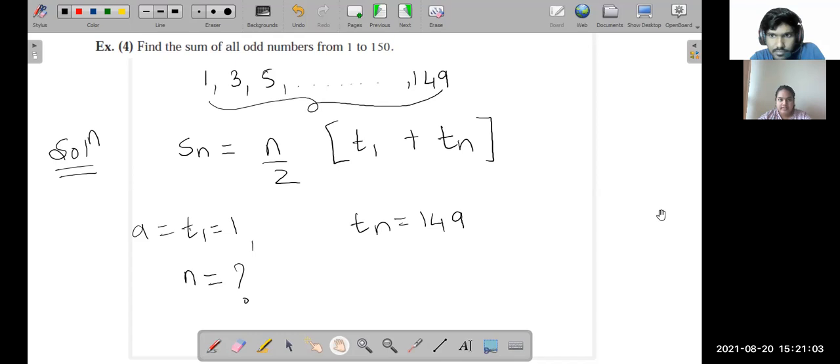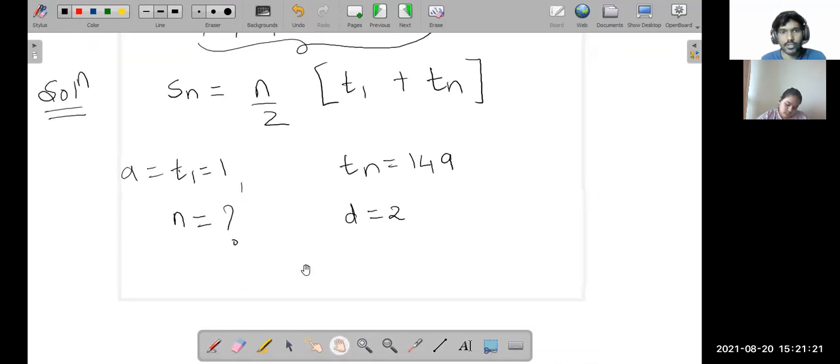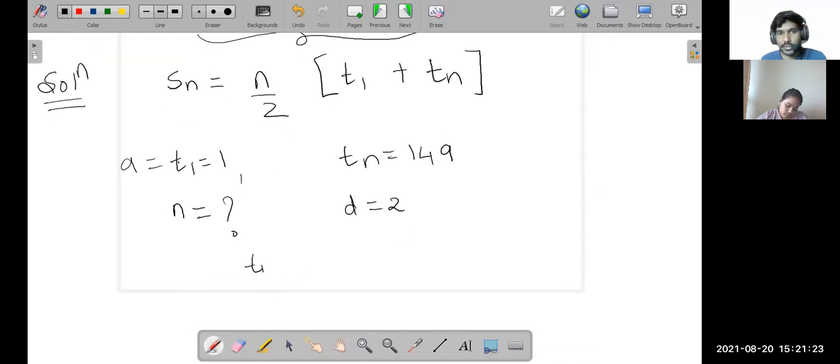We have to find n, correct? We also have to find d. D is easy to find out. D is just 3 minus 1, which is 2. So use the Tn formula here. Tn is a plus (n minus 1) into d. Use this formula. So then 149 equals 1 plus, in the bracket, n minus 1 into 2.